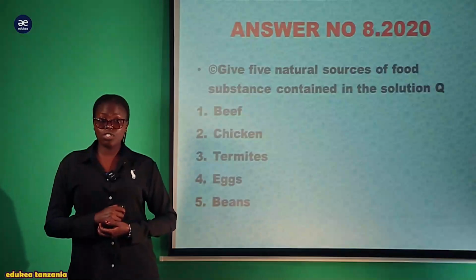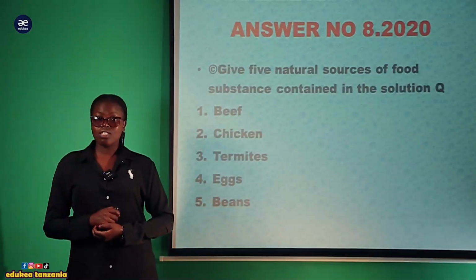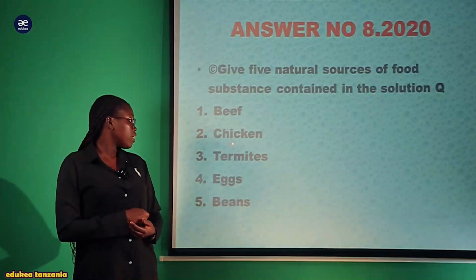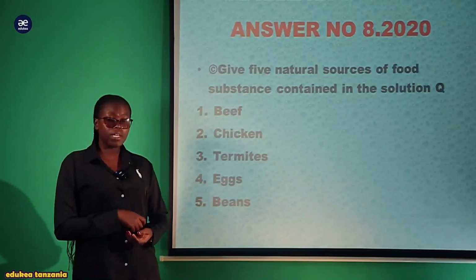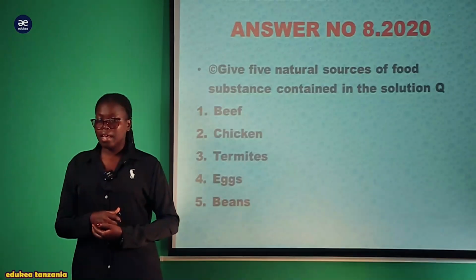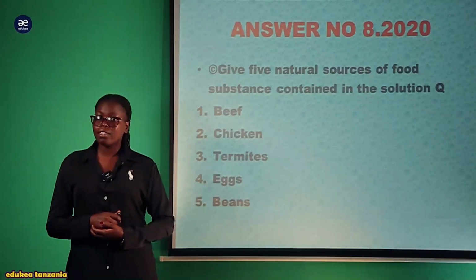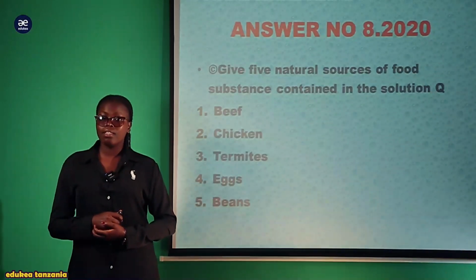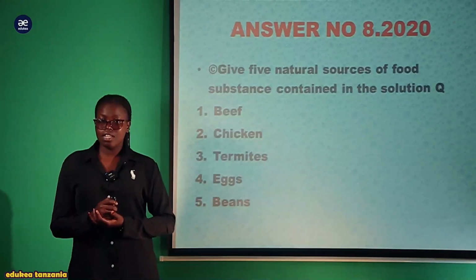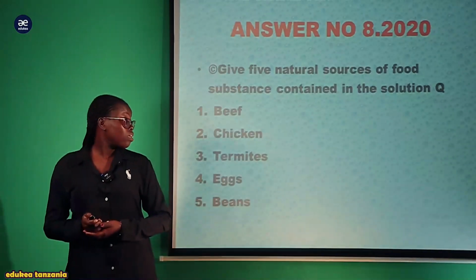The last one, you are needed to mention 5 natural sources of the protein. The first one, kuna beef, chicken, termite, egg, beans, milk. Kuna variety, kuna nyama, kuna maziwa, kuna samaki, kuna maharage, kuna mayai, ini. Zote ni sources of protein. So you are just needed to mention them.